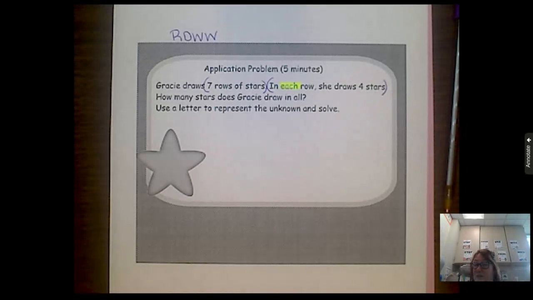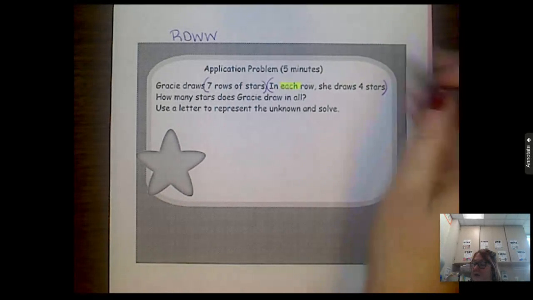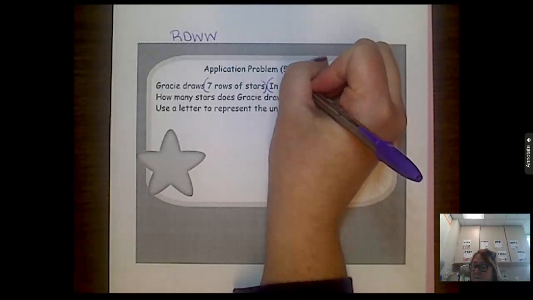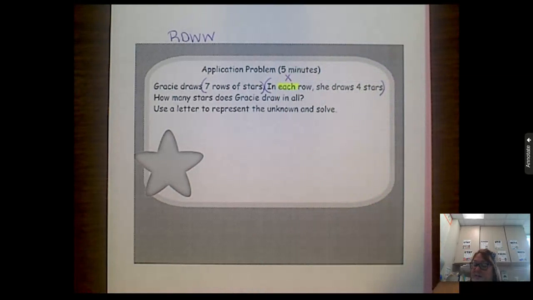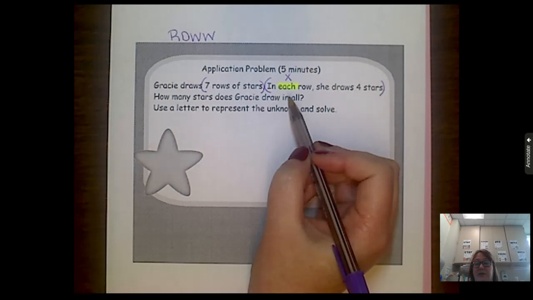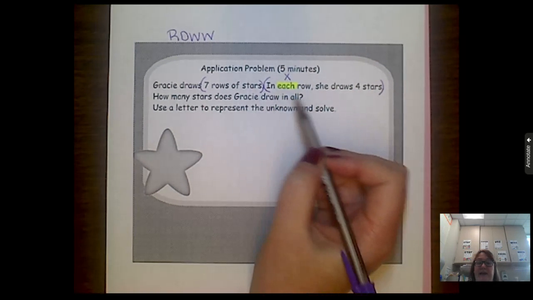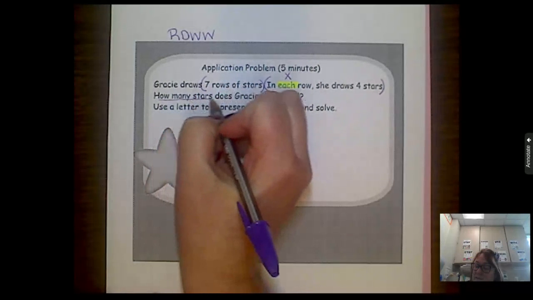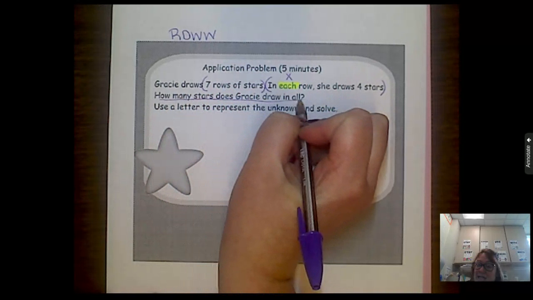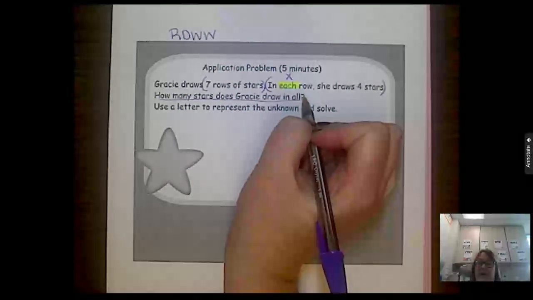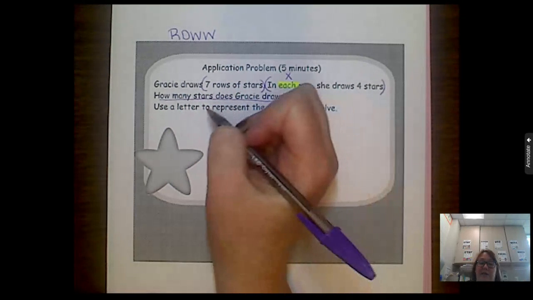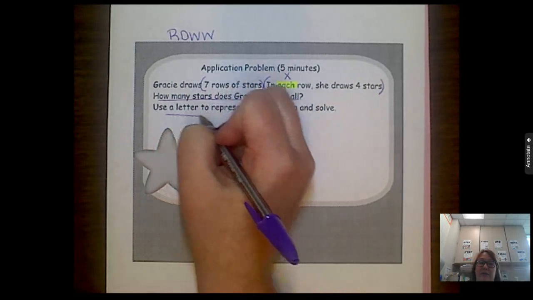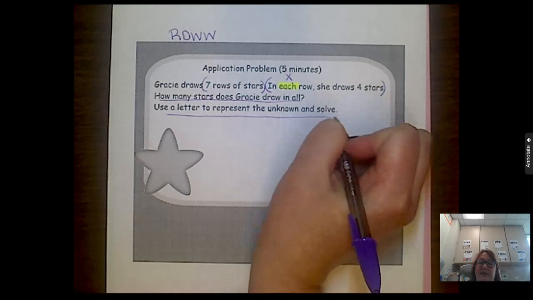Do we know the total? So what operation are we going to use? We're going to multiply, right? So if we have equal groups and we see the word each, that's a signal to us that we're going to multiply or divide. In this case, we do not know the total because our question says, how many stars does Gracie draw in all? We're looking for that total, right? So then it says to use a letter to represent the unknown and solve.